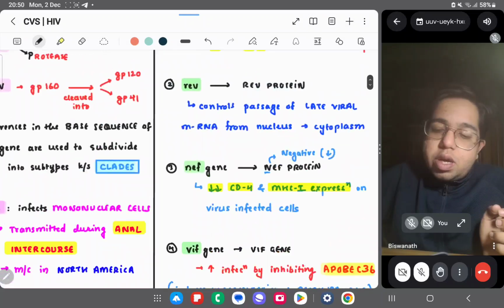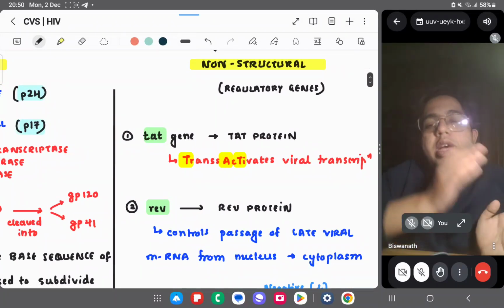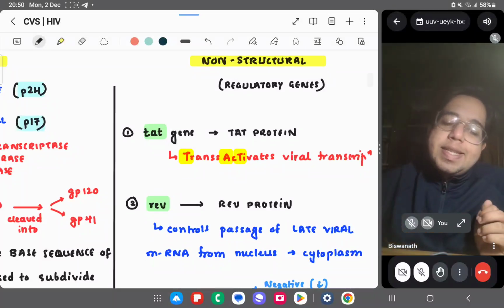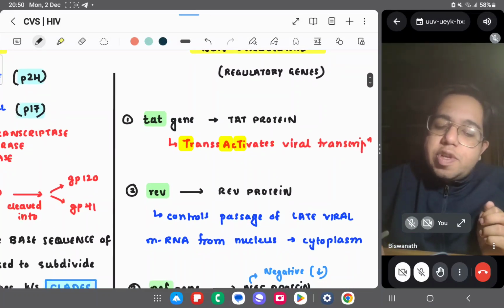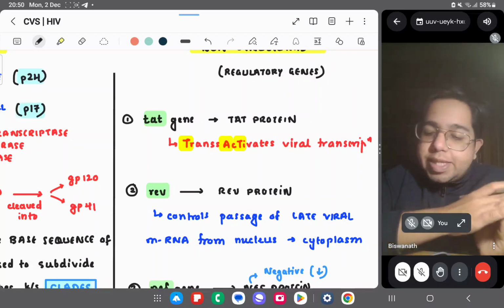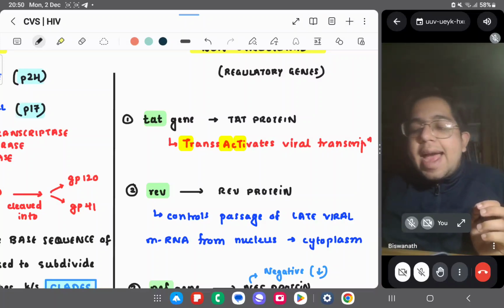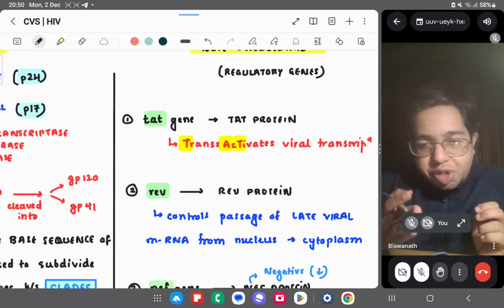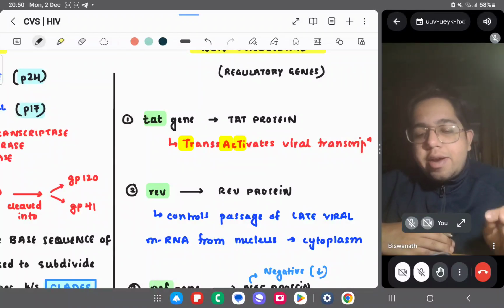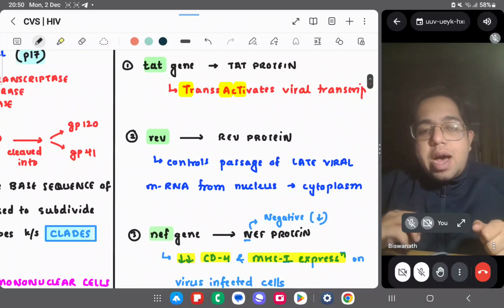Now let's come to non-structural genes. So structural genes we told GAG, POL, ENV. Non-structural genes we are now discussing, these are the regulatory genes. So first we have the TAT gene. The TAT gene is basically activating the viral transcription, from DNA to RNA, it is basically catalyzing the viral transcription.